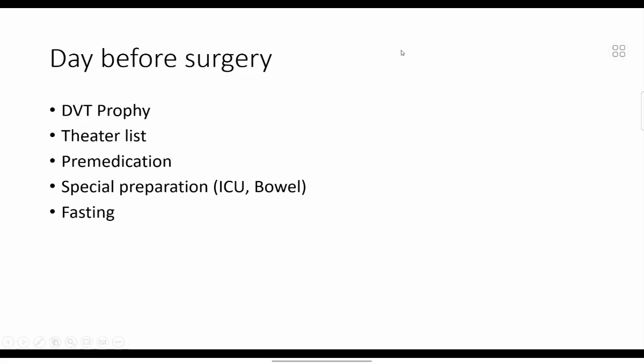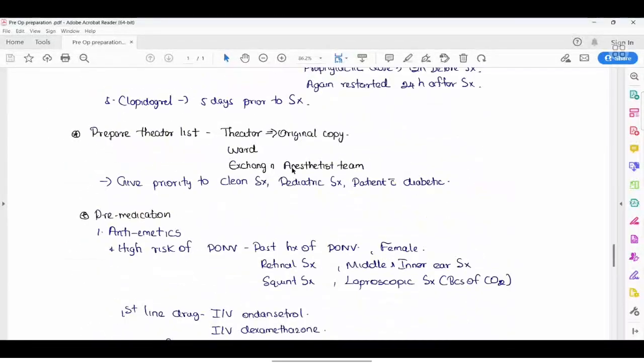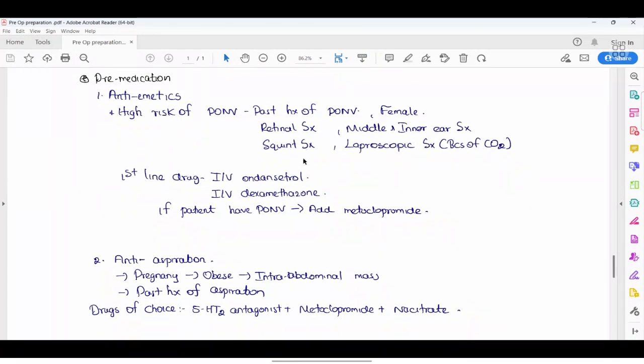And the pre-medication. There are several pre-medications we start. The first one is the antiemetics to prevent vomiting. It is also not started in every patient. We have to assess the risk of post-operative nausea and vomiting. Only if there is high risk do we start the antiemetics.